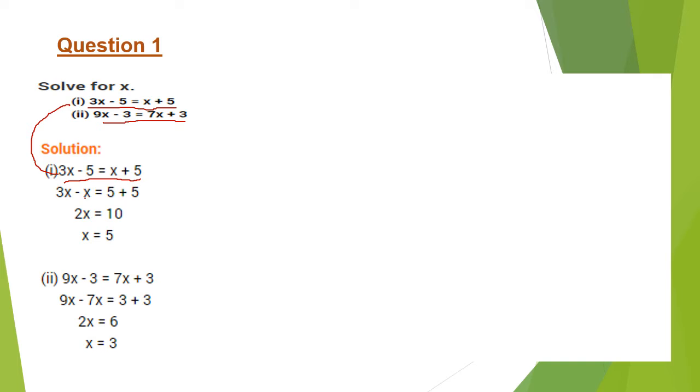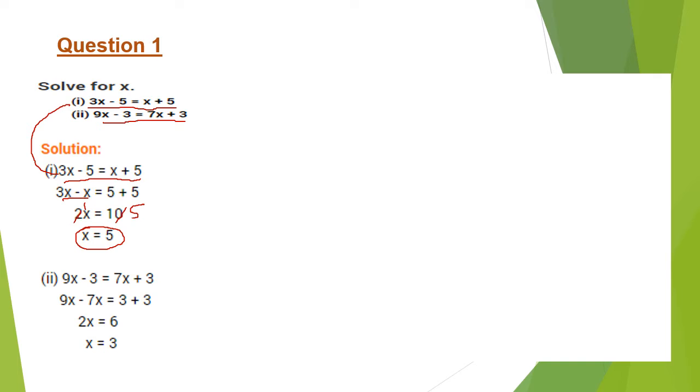So children, the simplified form of the above equation is 3x minus x equals 5 plus 5. 3x minus x means it is 2x. In 3x, 1x goes, so we get 2x. Then 5 plus 5 means 10. Children, we can easily cancel out the 2 and 10 because 2 ones are 2 and 2 fives are 10. So the x value is 5. x is 5 in the given equation.